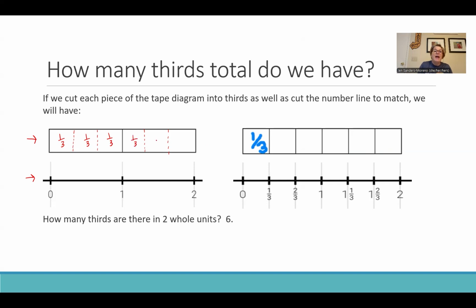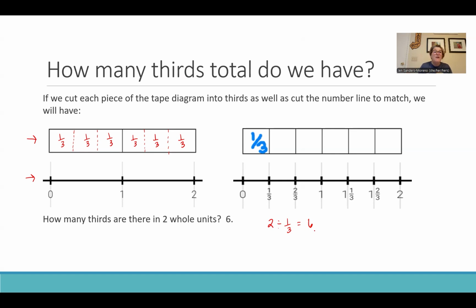Okay, so what we're asking our students to do is tell me how many thirds we have. And if we count all these little pieces, we have 6. So 2 divided by a third is going to give 6 pieces. So there are 6 thirds in 2 whole things.